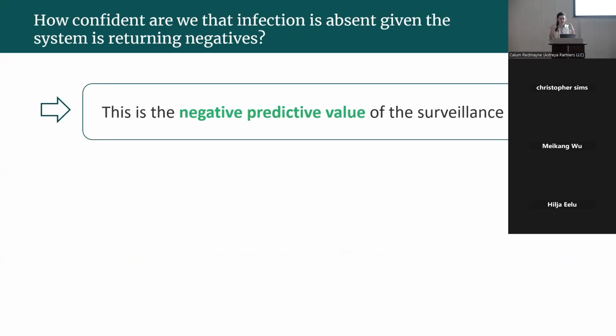Now, if we think of the entire surveillance system as a single result from a complex population-level diagnostic test, then we can interpret this question in terms of the negative predictive value of the surveillance system. So this is the conditional probability that infection is absent, given that we've observed a negative result. And in the context of this project, we've defined that as the probability of freedom from infection on a national level.